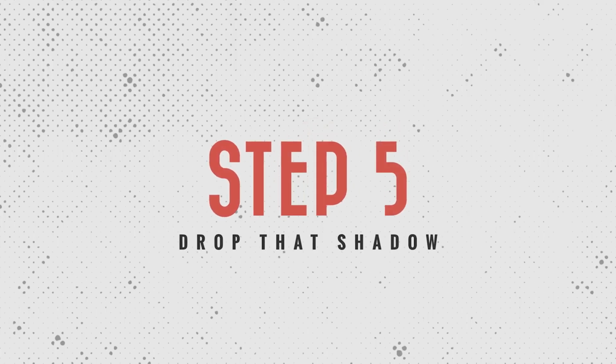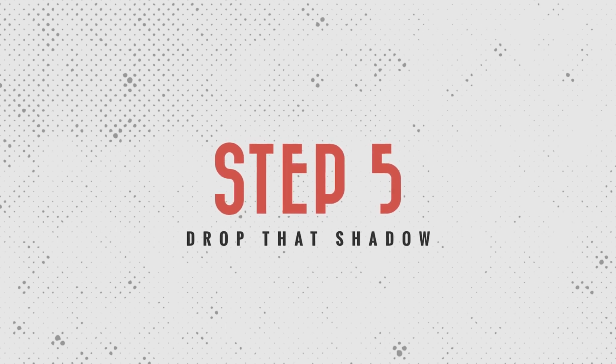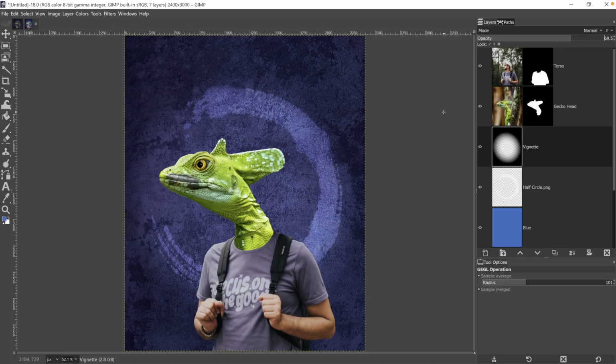All right, step 5 is all about dropping that shadow. What do I mean by that? Well, it's now time to start blending our head and our torso together so they look like they're one and not two separate elements. And that's because right now the contrast, the color of light, and the direction of the light is different for both the head and the torso. So we need to start working on blending them together.